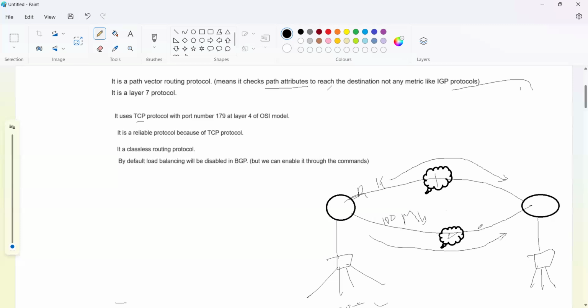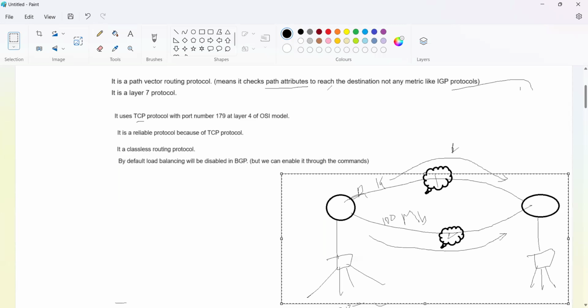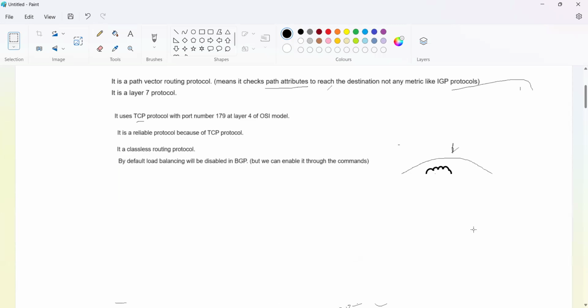We can use load balancing in those scenarios. Yes, we can enable it with the help of commands. By default, load balancing is disabled. If the requirement is there, a great example is business traffic will use this path, and entertainment traffic will use this path. Business hours do not require entertainment traffic. So that is the reason we can enable it likewise.